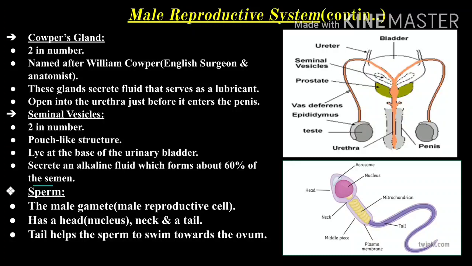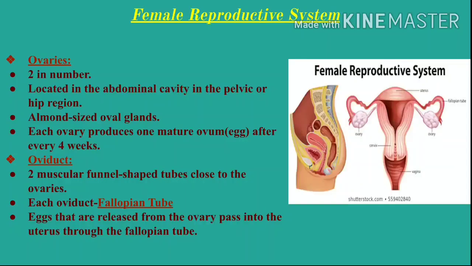There is the question: describe the male and female reproductive system. Here the male reproductive system we have already discussed. So you have to describe the male reproductive system and its various parts, various organs, that you have to revise from here in a proper way.